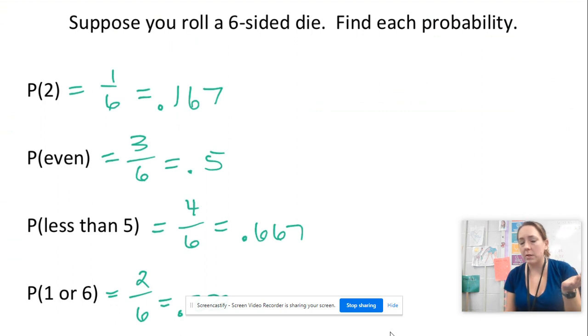So that's basic probability. Yay. Pretty simple, hopefully. But if you get stuck, ask your paper tutor or ask me a question on Google Classroom. And have a wonderful whatever day it is for you.